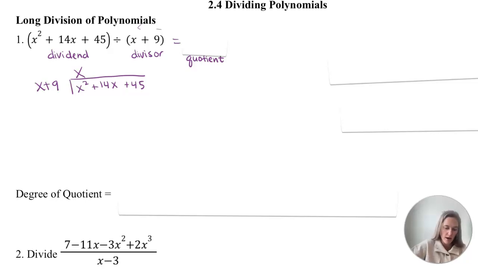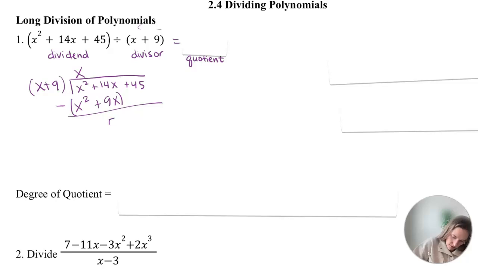All right. And now the thing is, we have to multiply that x by x plus 9. All right, so we're going to do x times x is x squared, and then x times 9 is 9x. Okay, and now we subtract. And we're subtracting this whole thing. So the x squareds cancel, and 14x minus 9x is 5x. And now we keep going.